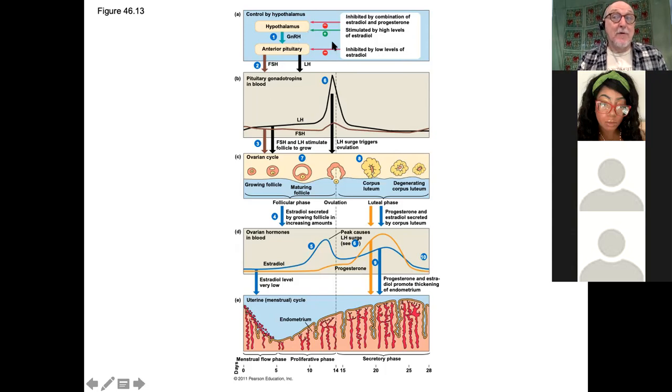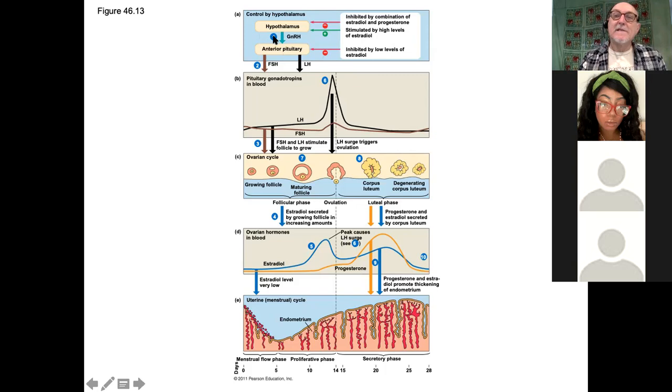When there's estrogen present, the hypothalamus is going to be stimulated until such time as there is a combination of estrogen and progesterone, and you'll see how that happens. And once there's a combination of those two, then the hypothalamus gets shut down again. When there are low levels of estrogen present in the body, then the whole system is dampened down, but not completely. Okay, so let's have a look, see what happens.